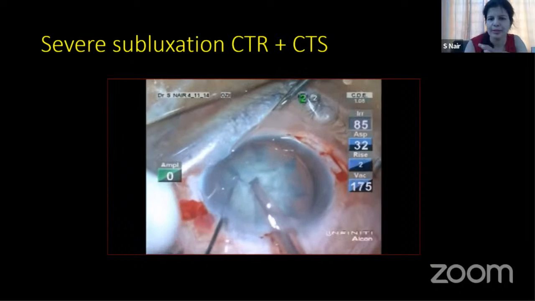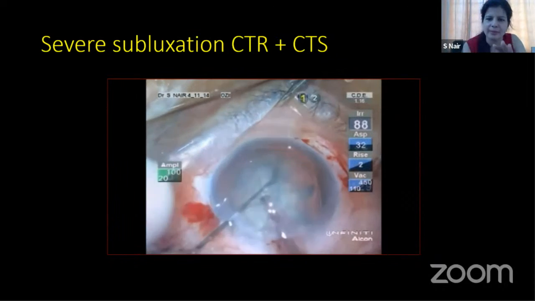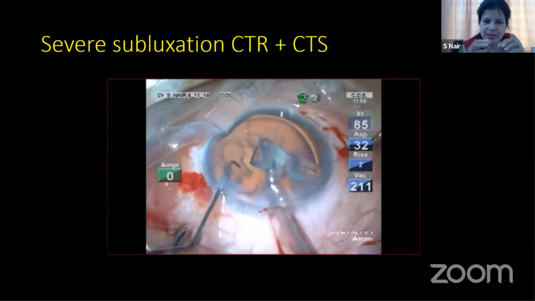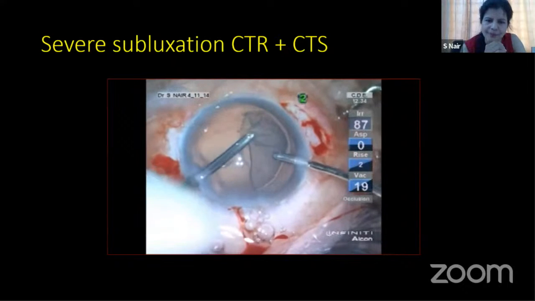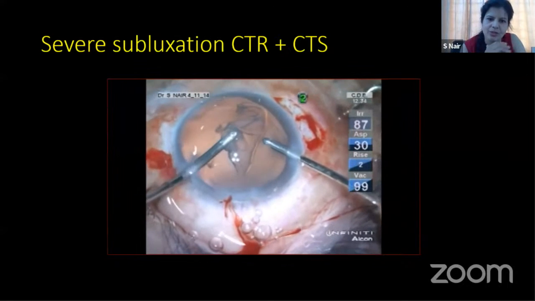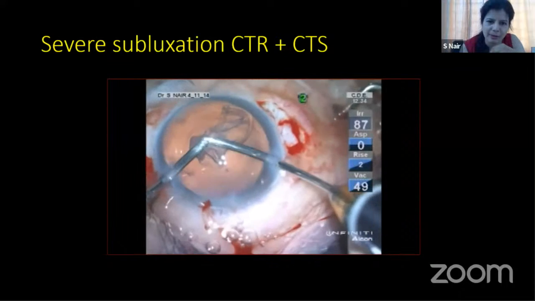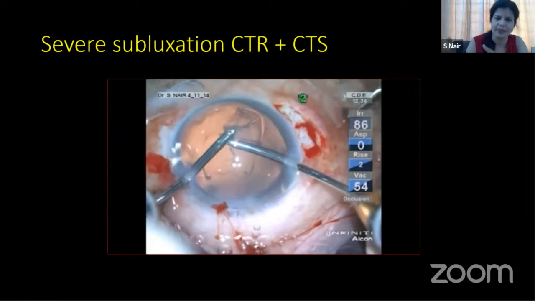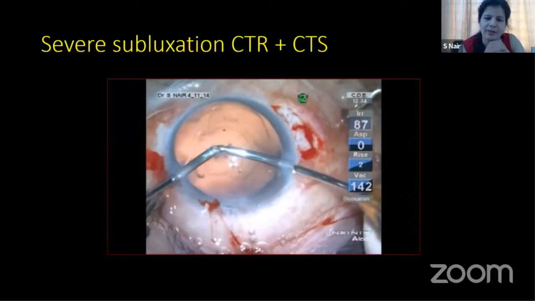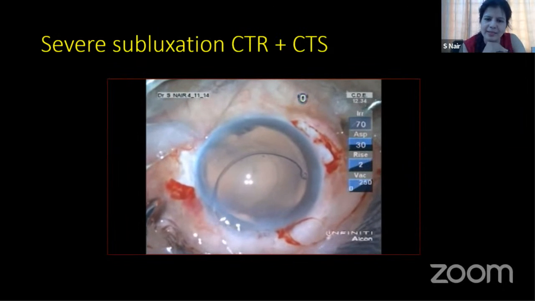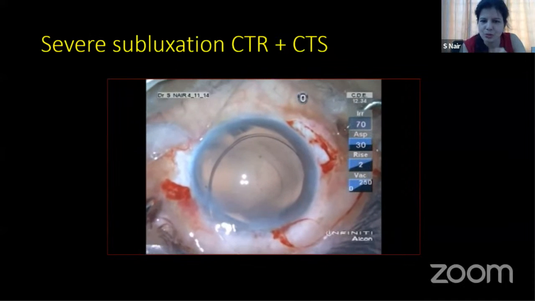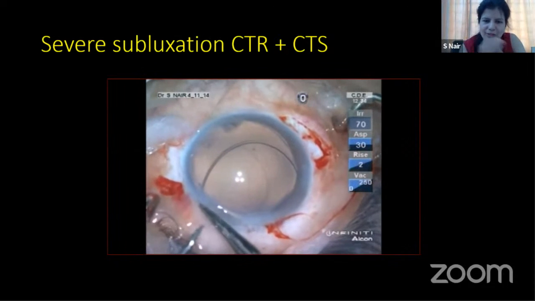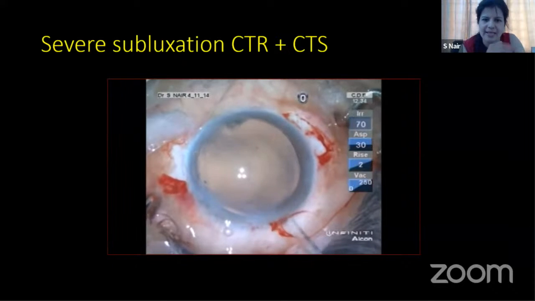I would like to bring to your note that the vacuum and the aspiration rate all have to be slightly reduced to make sure that the lens does not move too much. Now, once the nucleus is evacuated, cortical aspiration is also another point which needs to be taken care of, which I'll be coming to slightly later on in the talk. Now, again, a CTR has been inserted here. But even after the insertion of the CTR, it is noted that the capsular bag is not centralized, because of which a CTS has also been placed.